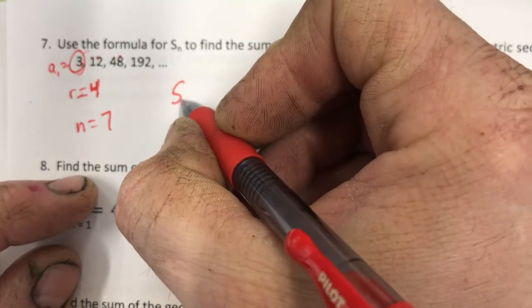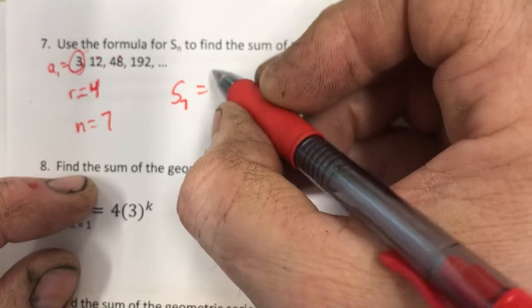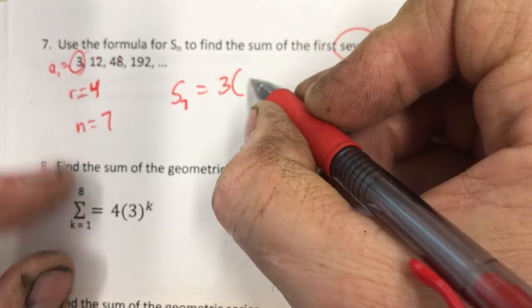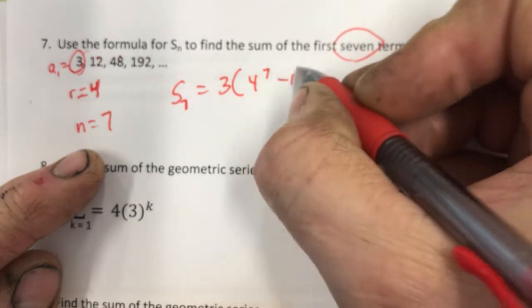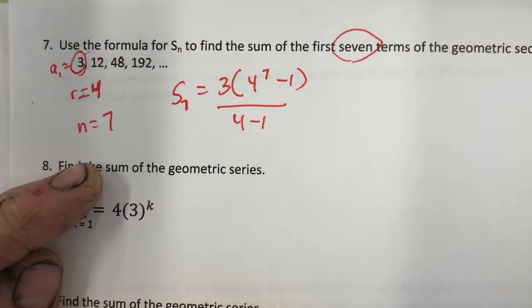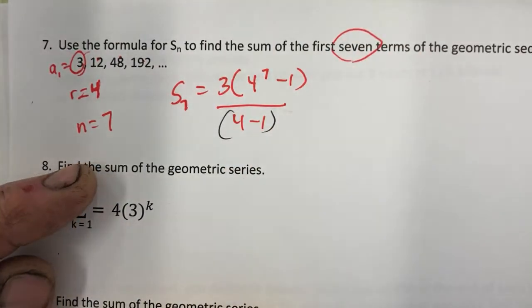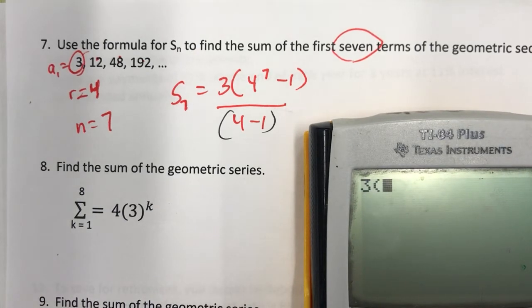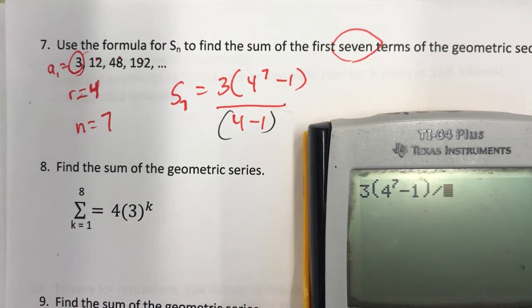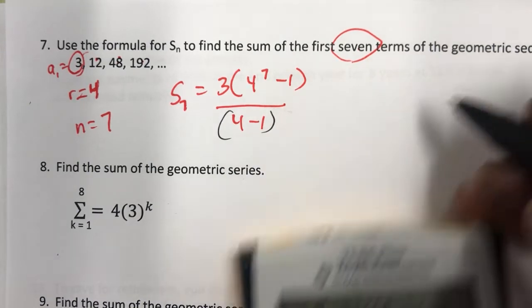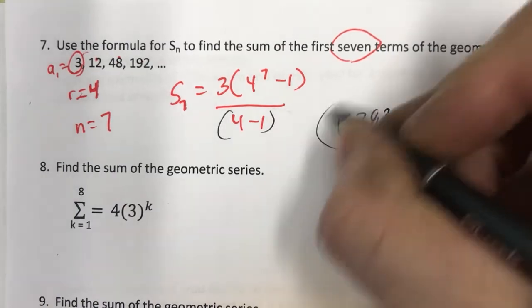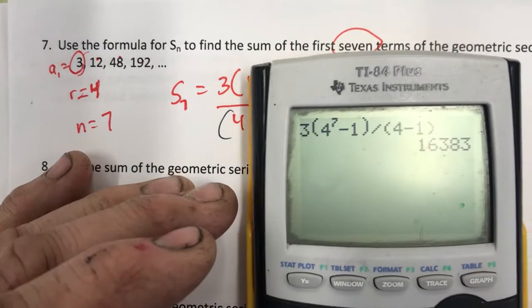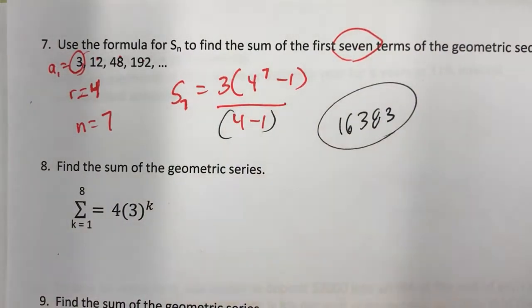S of 7 equals, okay, so I'm going to have my first term 3 times 4 to the 7 power minus 1 over 4 minus 1. Of course when I type it in, that's got to be in parentheses. So 3 times, and then 4 to the 7 power minus 1 divided by 4 minus 1. And there you go, 16,383. While I punch this in, maybe you could practice punching them in, make sure you're punching them in right. That might be a good idea.